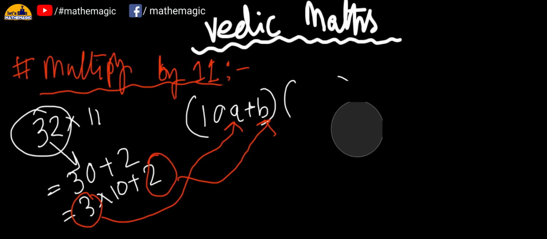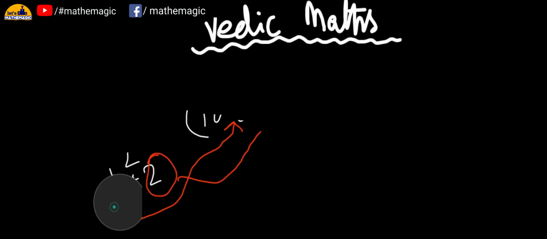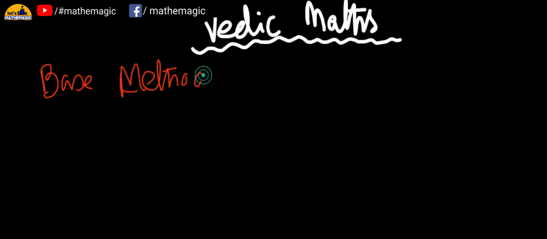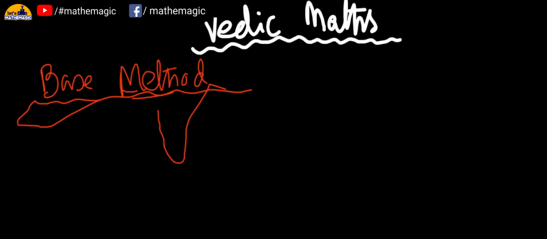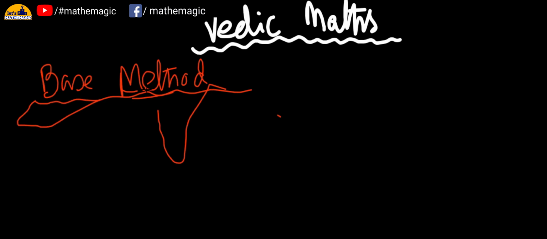So today the next thing is that I am going to discuss the base method. So let me rub the board. I am putting the heading, the base method. So now let me explain what is base method and why it is called base method. This method is used to multiply the numbers which are very close to the base. Base means the powers of 10, like the numbers 10, 100, 1000 and so on. Okay, so now let us multiply two numbers which are very close to the base.